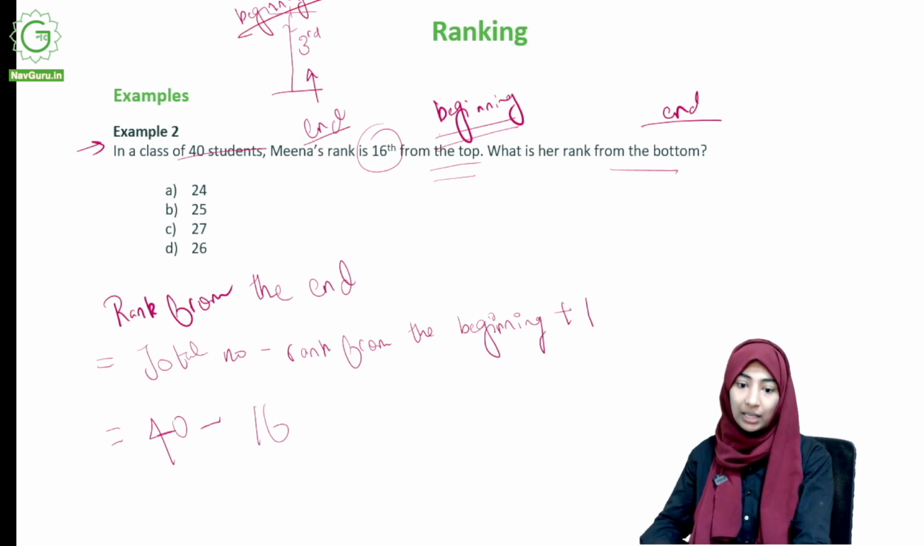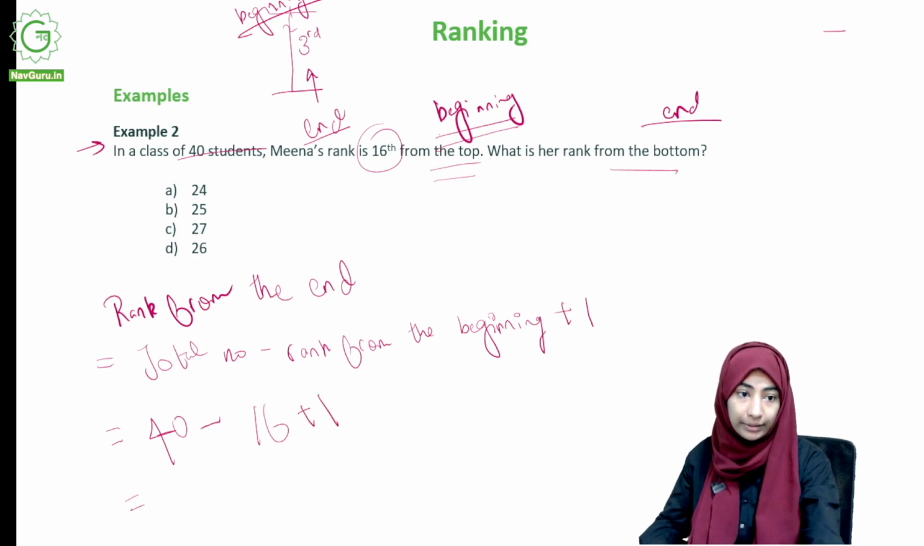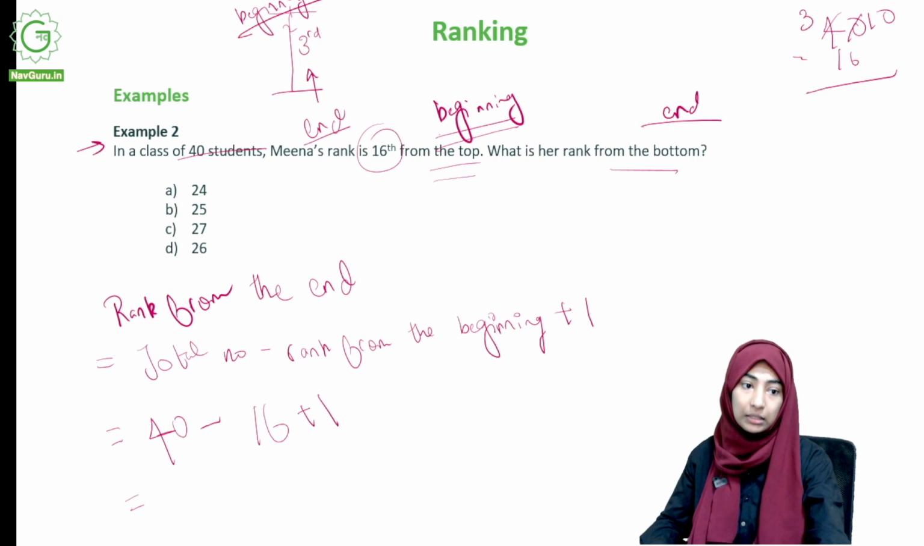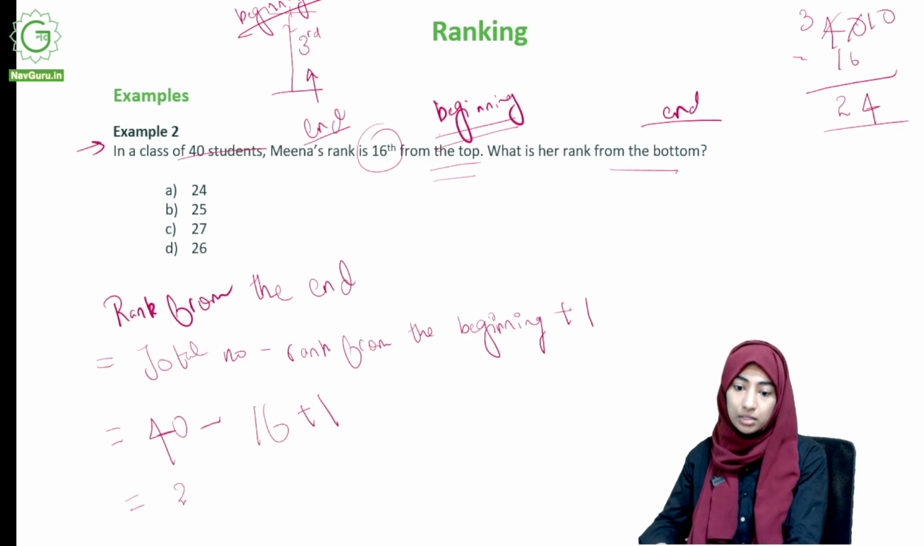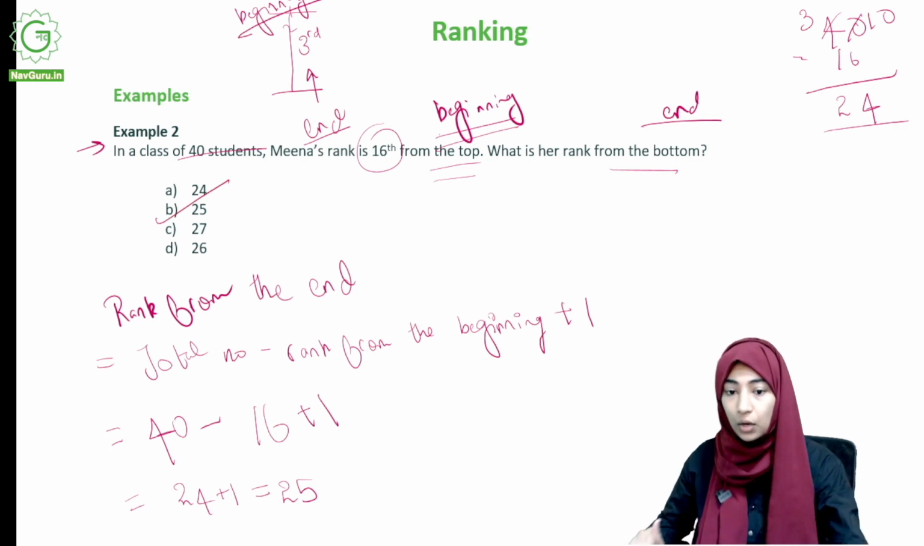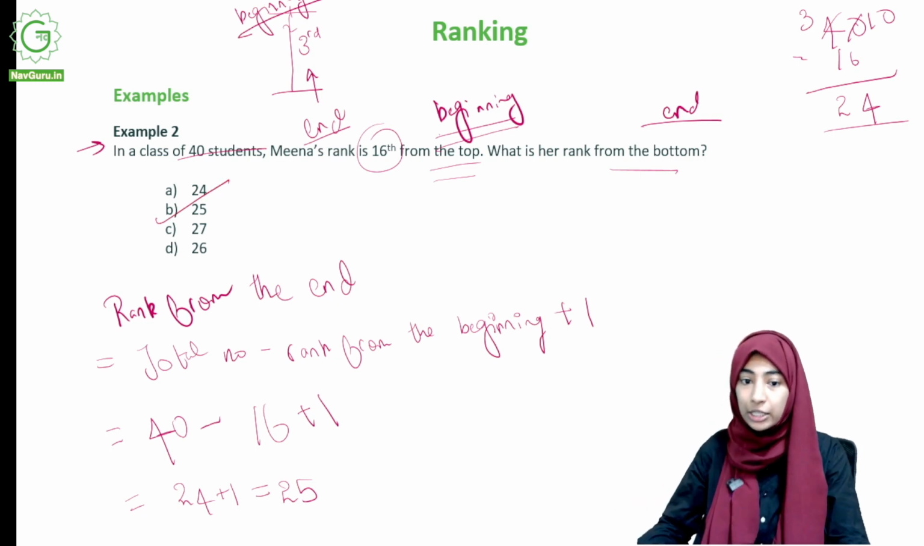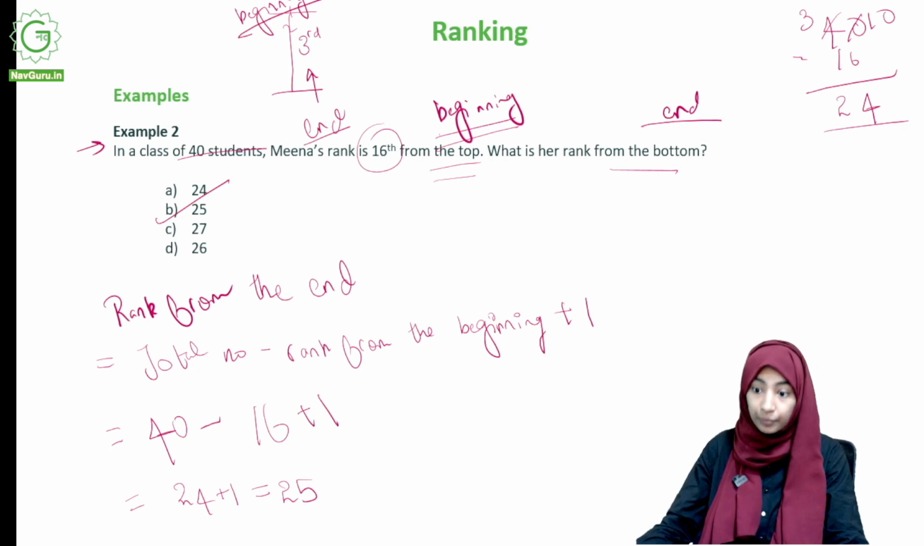So here it's 40 minus 16 plus 1. What is 40 minus 16? We can do the calculation here. 40 minus 16: 10 minus 6 is 4, 3 minus 1 is 2, so 24. What is 24 plus 1? You get 25. That's it, and you're done. So the only thing you needed here was the formula.